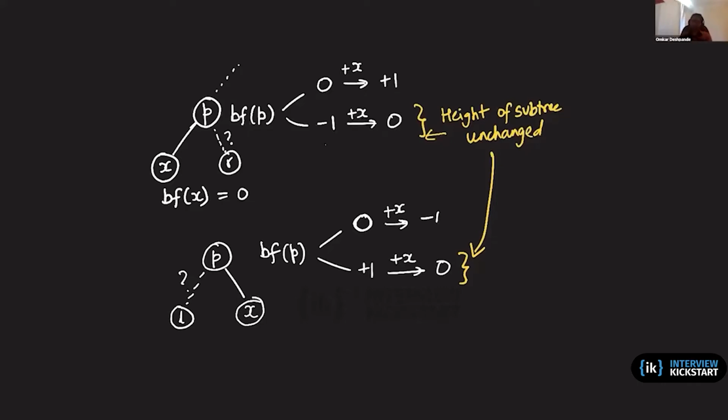So we can stop. Now, what if the parent has a balance factor that becomes... it was 0 and now it becomes +1. It was 0 because it had no children, and now X has become the single child of P.